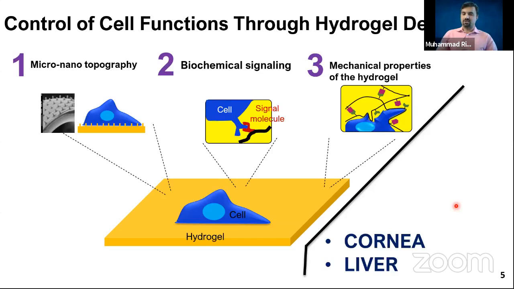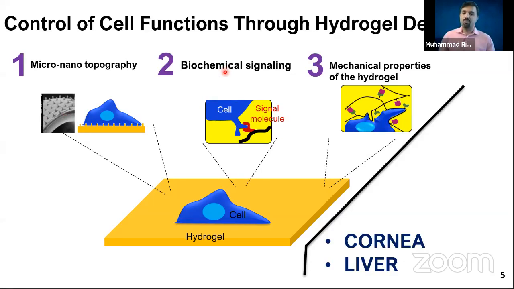So how do we control these things? How do we control cell functions in a hydrogel? There are three things we can do. One is we can have micro-nano topography on the hydrogel surface. For example, here you can see a jelly or a hydrogel that has these micro-nano features, and it has been shown, and I have shown, that we can really control how fast cells grow and what their functions are, depending on what kind of micro and nano features are on the surface of the biomaterial.